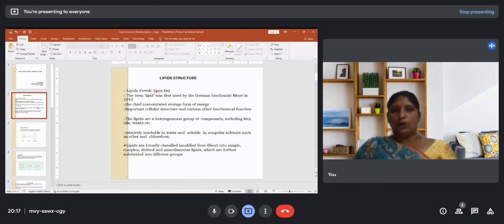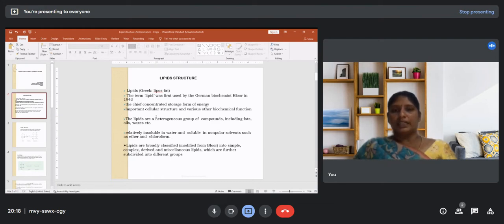The word lipos in Greek means fat. The term lipid was first used by the German biochemist Bloor in the year 1943. The chief concentrated storage form of energy are lipids. They are also important cellular structures, and various other biochemical functions are performed by them. They are a heterogeneous group of compounds including fats, oils, waxes, etc.